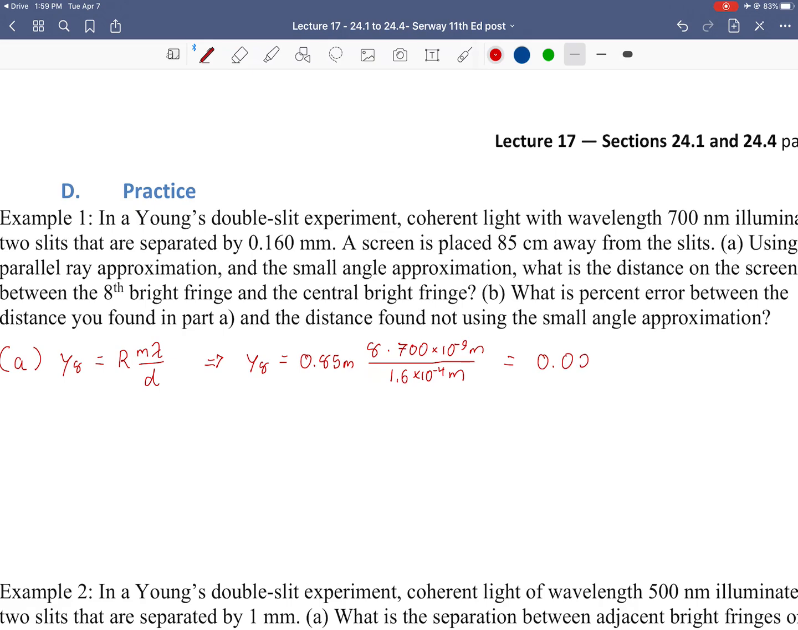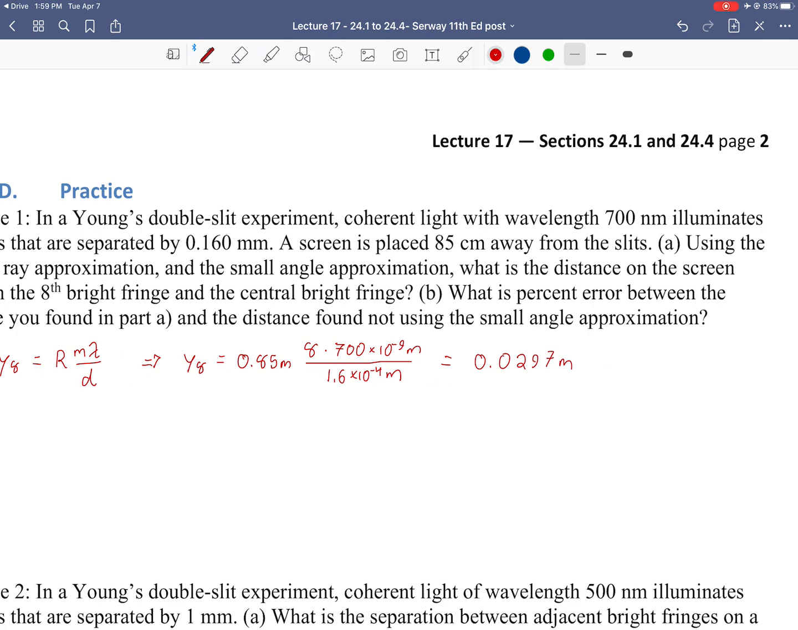We put that all in, and we get 0.0297 meters. If we're rounding to 2 sig figs, it'd be 3.0 centimeters. 2 sig figs is kind of what we're working at. So that is our final answer. That is our distance from the central bright spot, the spot that's exactly halfway between the two slits, our m equals 0 location, to the 8th bright spot.